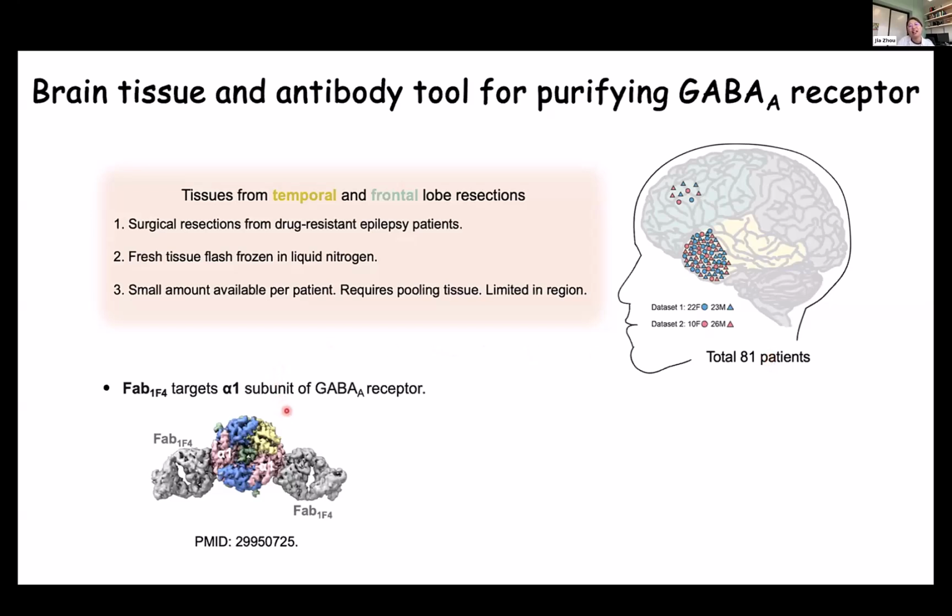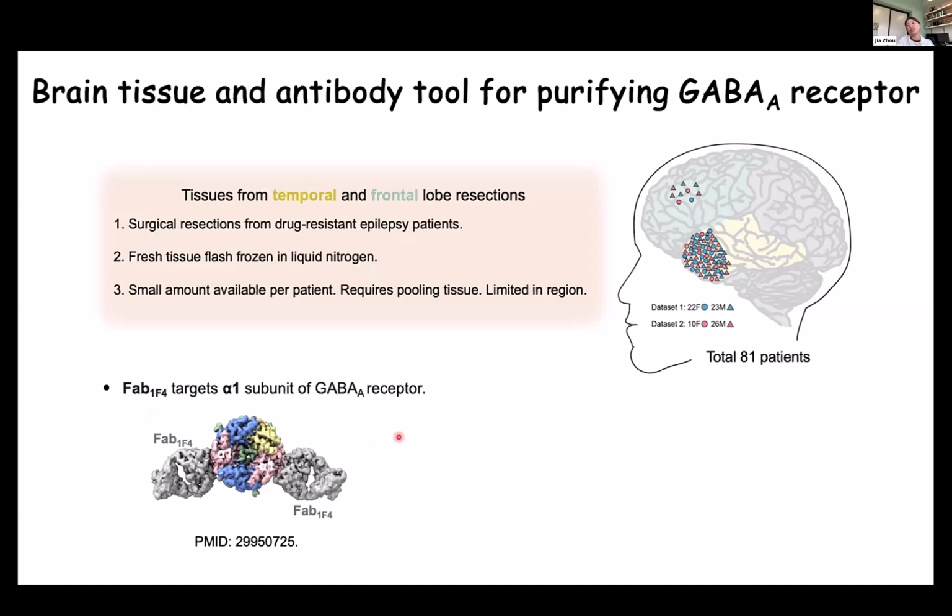Our lab developed an antibody specific to the alpha-1 subunit several years ago to help with cryo-EM data processing. What we found is that this antibody specifically targets alpha-1, but also shows a very high binding affinity. So we modified this antibody with different affinity tags to use for the purification.